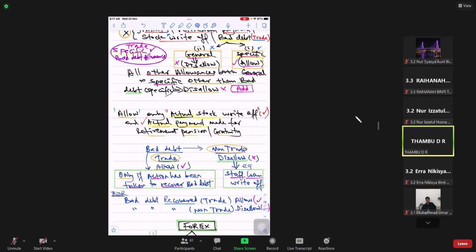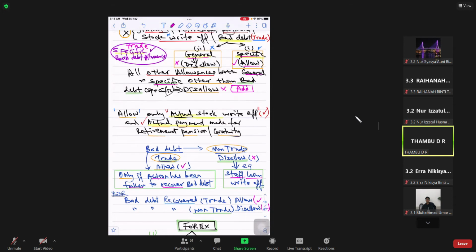If you see the word bad debt, trade, allow. Impairment, same thing. So here, bad debt trade, allow. Bad debt non-trade, not allowed. Add back.